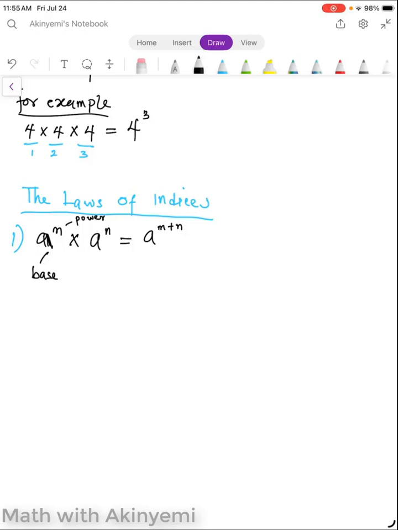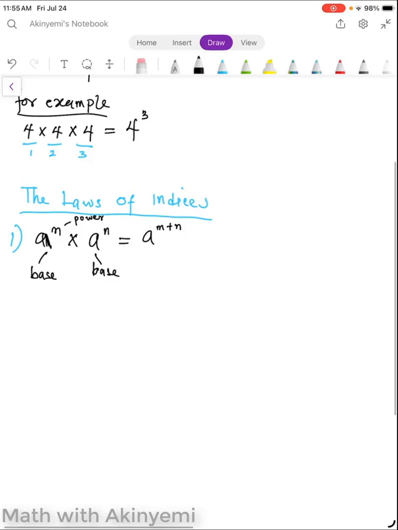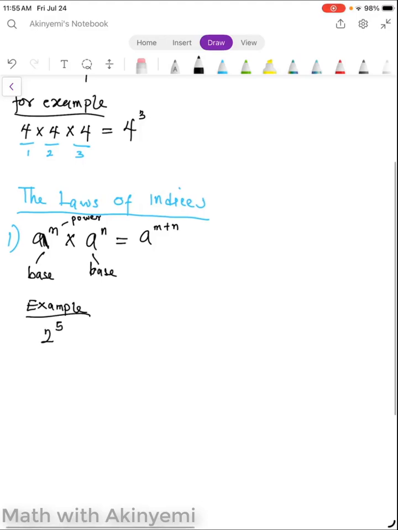What is very important is that the base must be the same for us to do this. Note that it is very important. Here is an example. Let's say we have 2 raised to power 5 multiplied by 2 raised to power 7. The solution is equal to 2 raised to power 5 plus 7, which gives us 2 raised to power 12. And that's it.